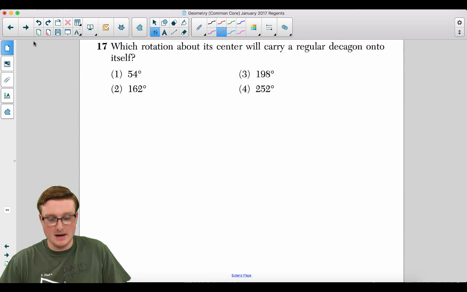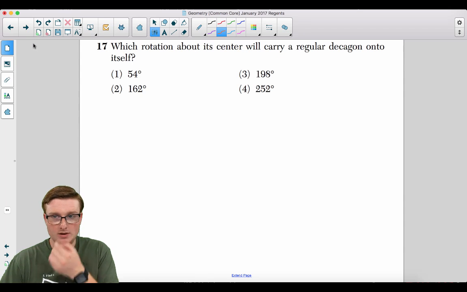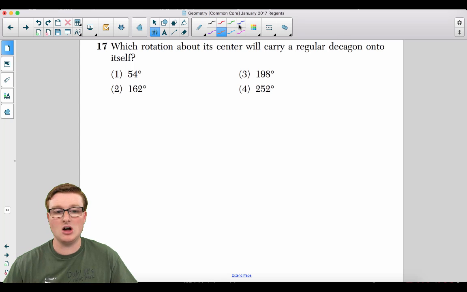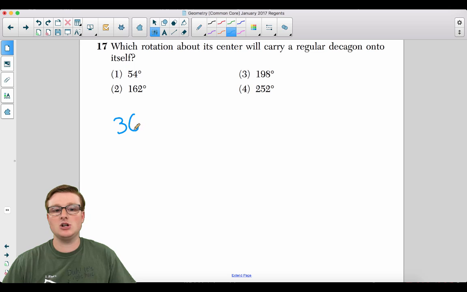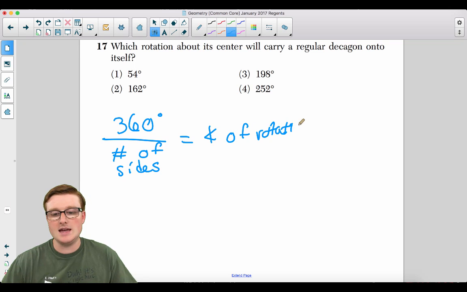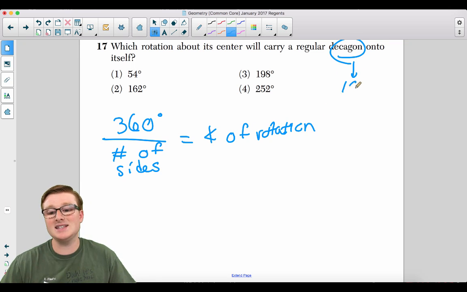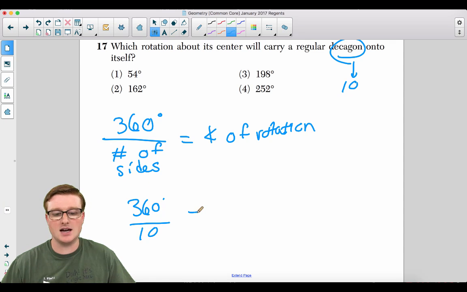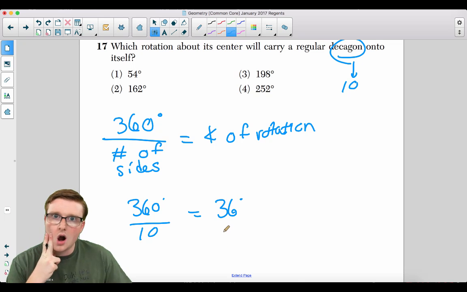Number 17. Which rotation about its center will carry the regular decagon onto itself? So what you have to know is the formula: 360 degrees divided by the number of sides is equal to the angle of rotation. In a decagon, there are 10 sides. So it's 360 degrees divided by 10 sides, which is equal to 36 degrees. Huh. That answer is not there anywhere.